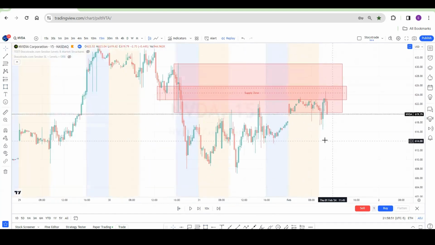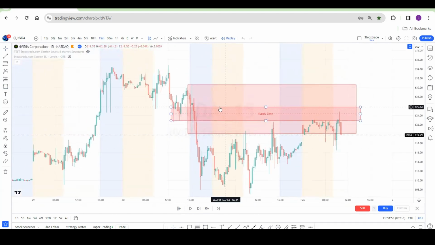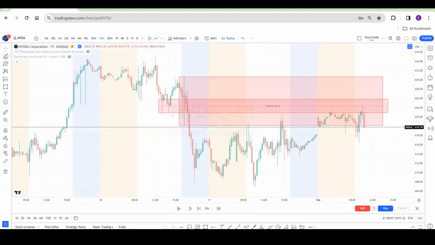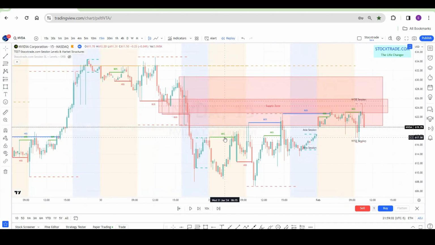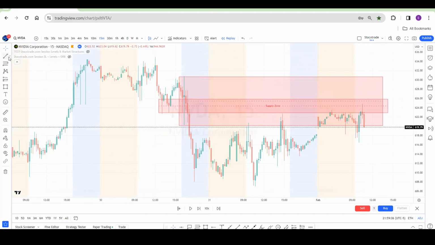Then, if there is a shift, because still there is no market shift. Market shift is there, yes. If I switch on the indicator, the market shift is here. So this is the market shift because the previous high has been broken.